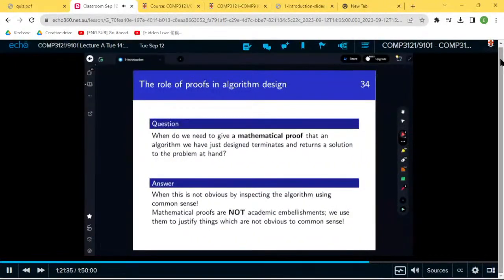We need to talk a little bit about proofs because a question that often comes up is: when do we need to give a mathematical proof that an algorithm that we have designed terminates and returns a correct solution? And the answer is only when it's not obvious. Sometimes we design an algorithm and it's obvious that it's correct, and then we don't need to do a correctness proof. We only really need to do it when it's not obvious that the algorithm correctly solves the problem. Sometimes a proof sketch is sufficient, just an argument why the algorithm is correct, maybe some property that the algorithm needs holds.